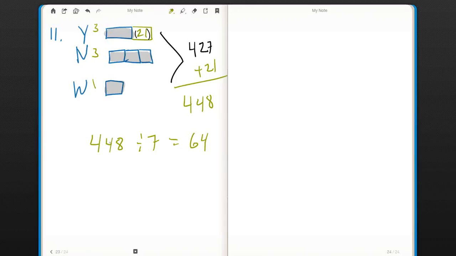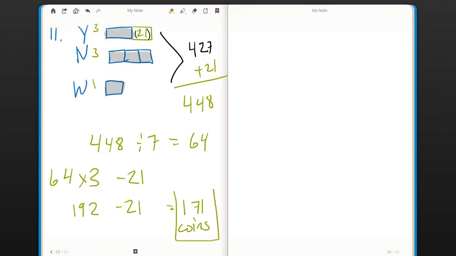So then go back to the question. I'm being asked how much Yasmin has. Yasmin doesn't have 3 boxes like Nicholas does. She has 21 less than that. So she has 192 minus 21, or 171 coins belonging to Yasmin.